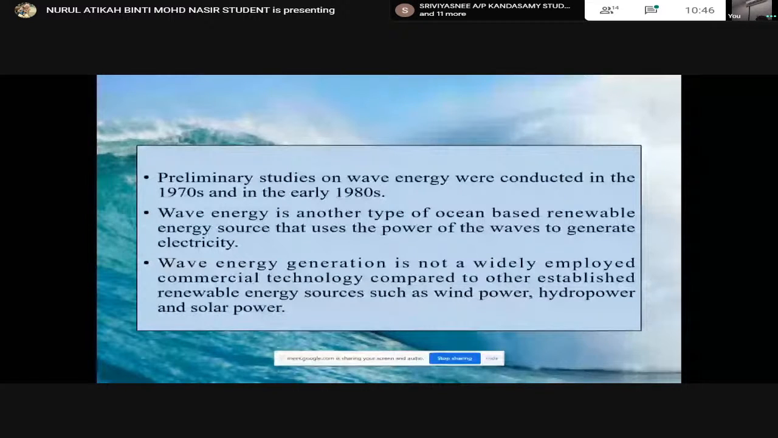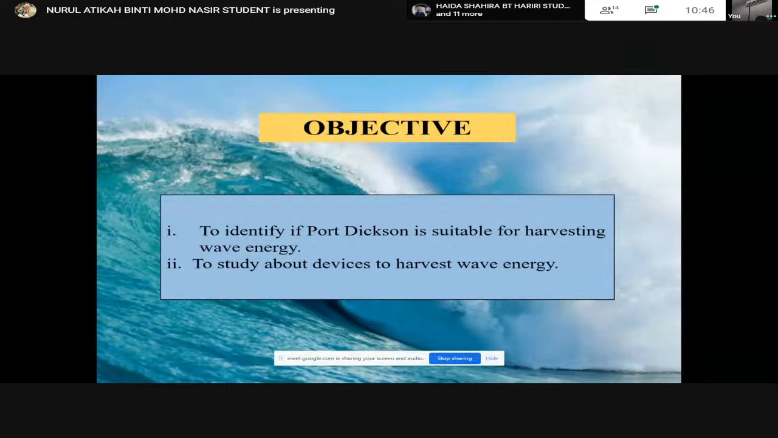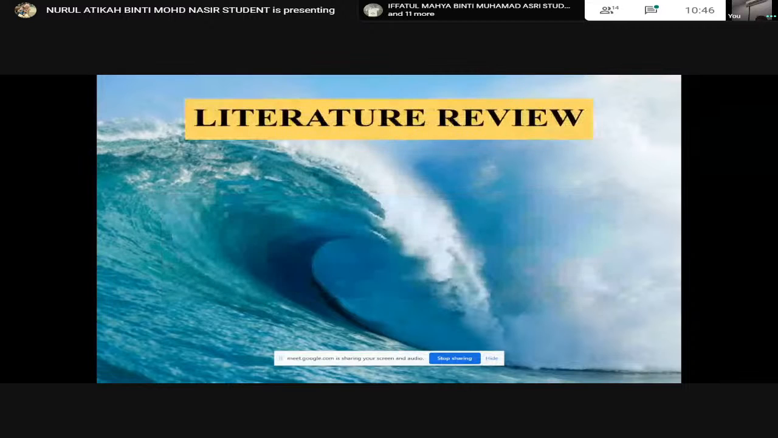And these are our objectives. First is to identify if condition is suitable for harvesting wave energy. Second is to study about device to harvest wave energy. The next slide before we continue.